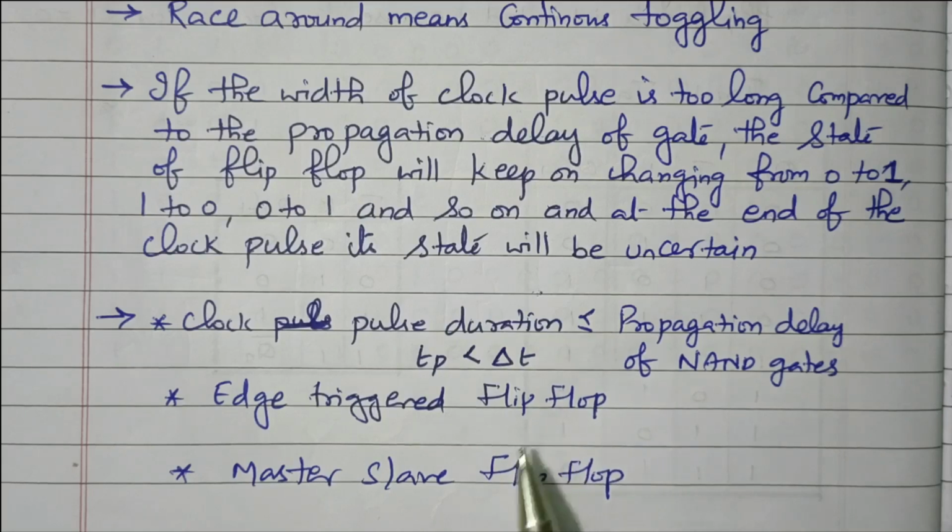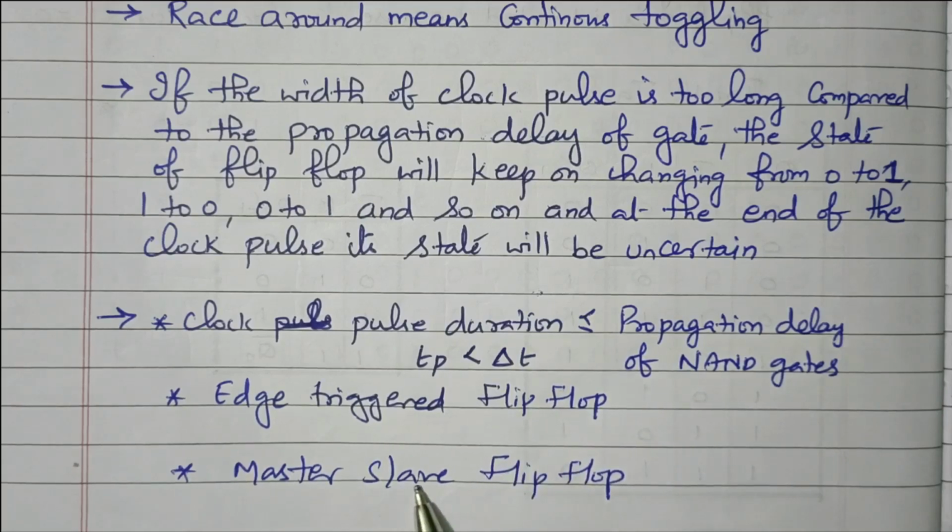That is one possibility. Another possibility is master slave flip-flop, right? So these two cases are available. By using master slave or edge trigger, we can avoid this race around condition. So in this video we discuss race around condition in the flip-flop.